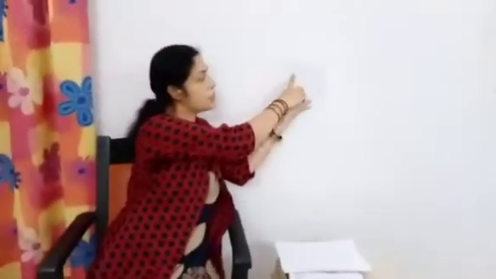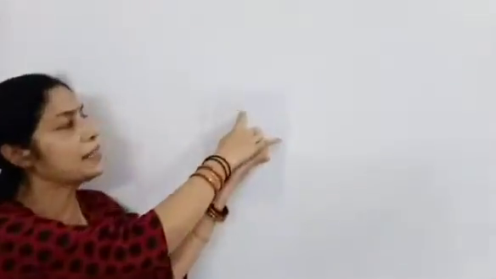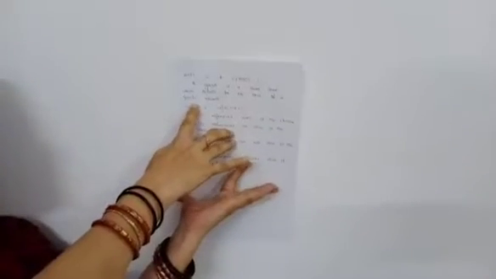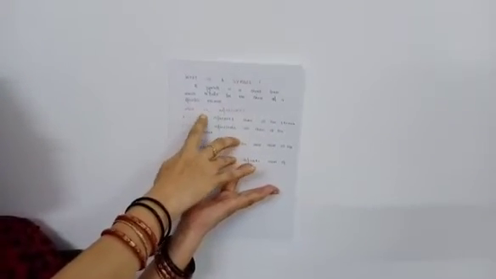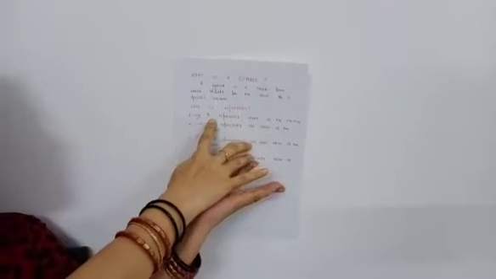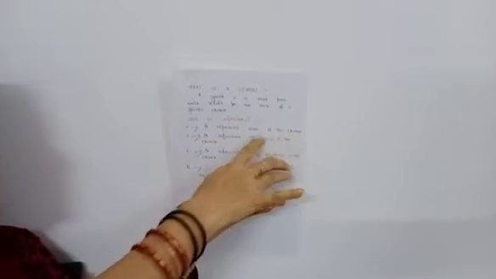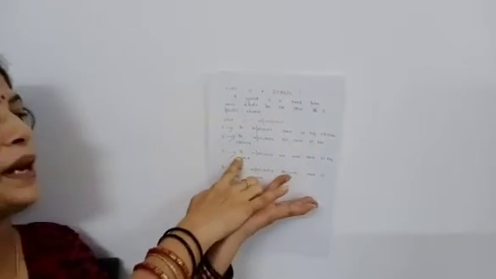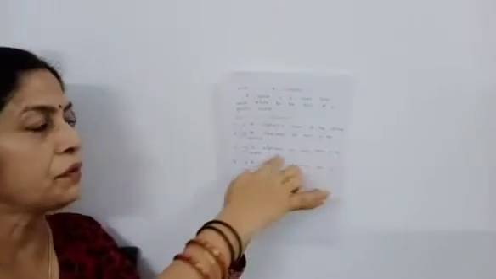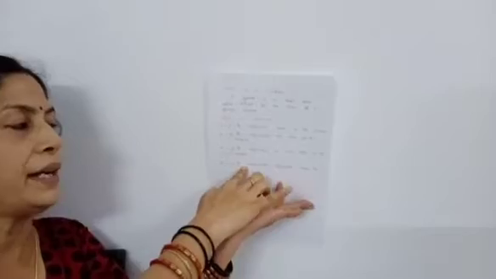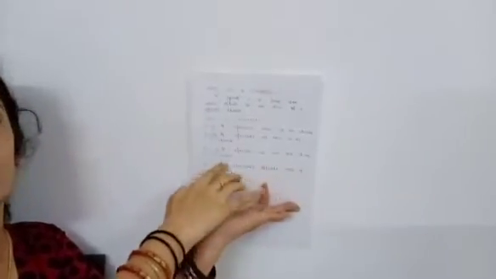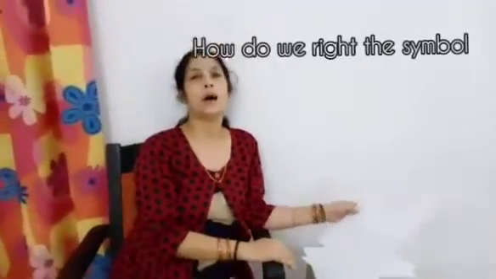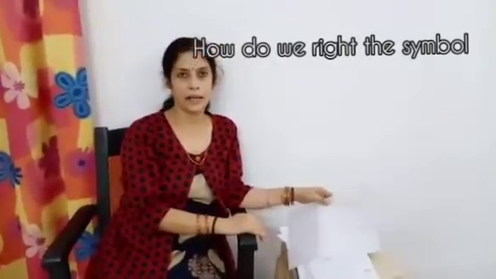So I will show you what is a symbol. A symbol is a short form which stands for the atom of a specific element. It represents the name of the element, one atom of the element, one mole atom of the element, and fourth, the definite mass of the element. Then, how do we write a symbol?